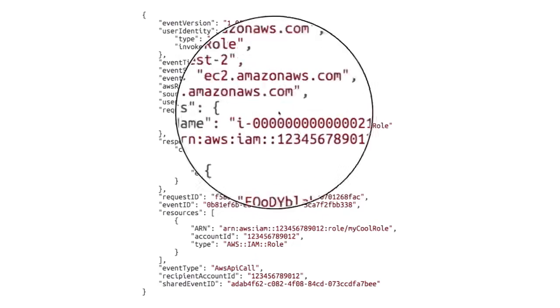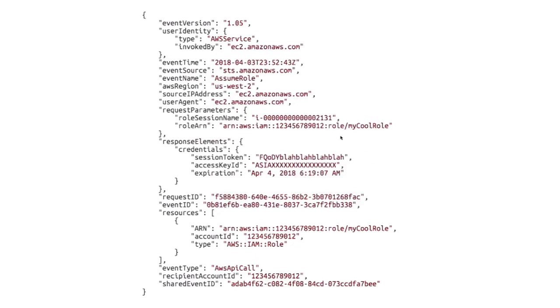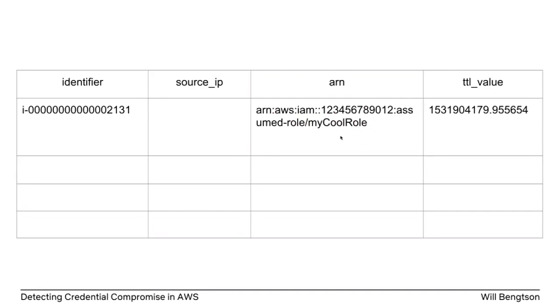From here, we can see that the role that they're assuming is my cool role, and that's what we're going to track on. So if we took this entry and actually went to populate a table, it might end up looking something like this. We leave that source IP blank initially until we actually see the first call. You continue to process more events.